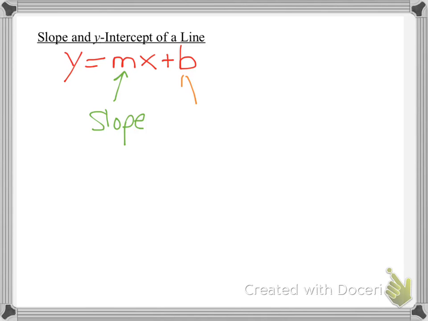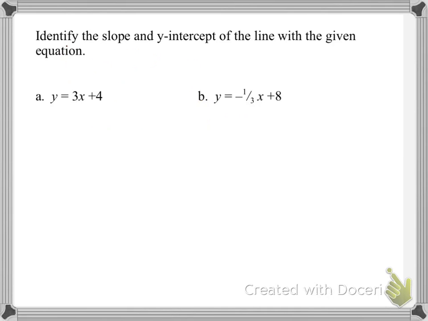And then the number that's being added or subtracted to the x, this is our y-intercept. It's going to be the point on the y-axis where our line crosses the graph. So if we can have the equation written in y equals mx plus b form, we've got the slope and we've got the y-intercept simply by looking at the equation. So here are two examples. We're just going to look and find the slope and the y-intercept.